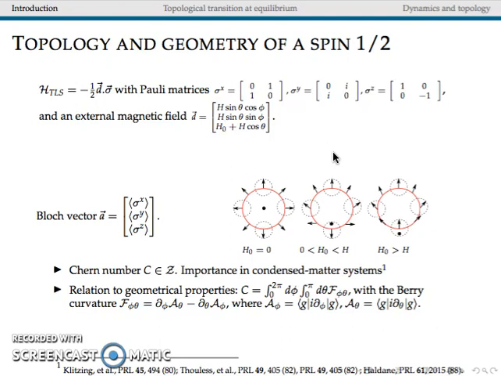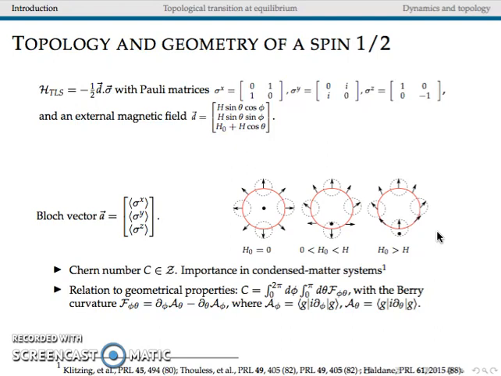The situation is very different if h0 is greater than h. In that case, the ground state Bloch vector does not scan the whole sphere, the whole dotted circle, when theta goes from 0 to 2 pi. On the contrary, it goes back to its initial orientation without passing through the south pole.